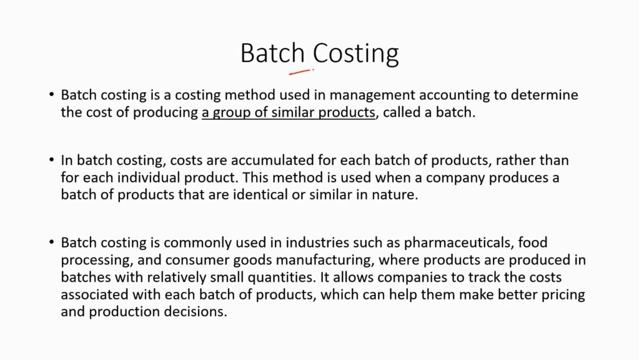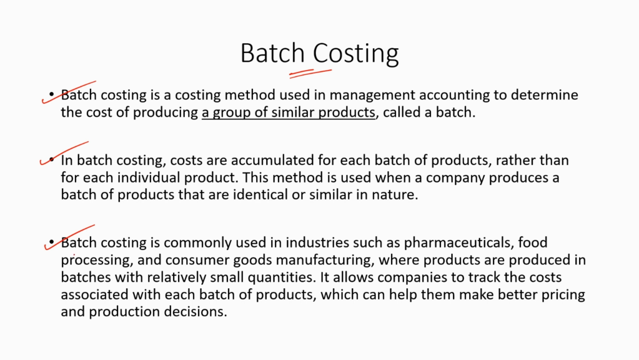Now let's discuss batch costing. Batch costing is a costing method used in management accounting to determine the cost of producing a group of similar products called a batch. In batch costing, costs are accumulated for each batch of products rather than for each individual product. This method is used when a company produces a batch of products that are identical or similar in nature. Batch costing is commonly used in industries such as pharmaceutical, food processing, and consumer goods manufacturing, where products are produced in batches with relatively small quantities.